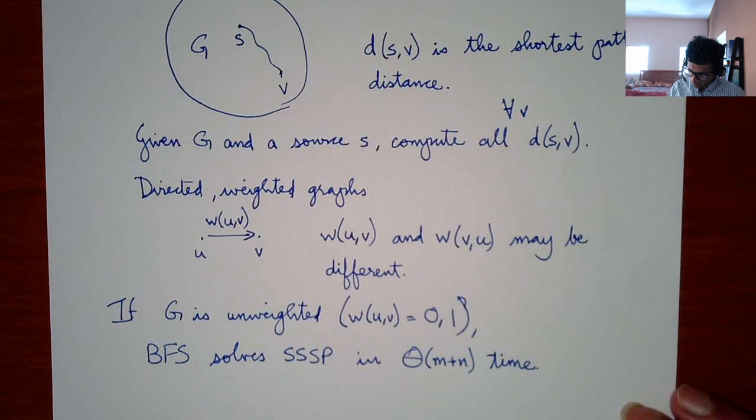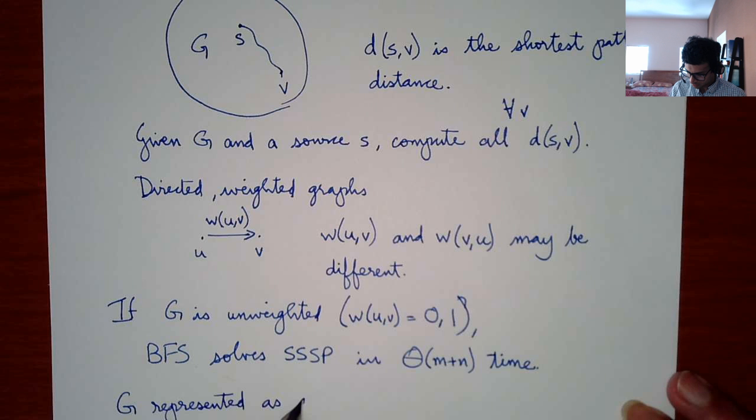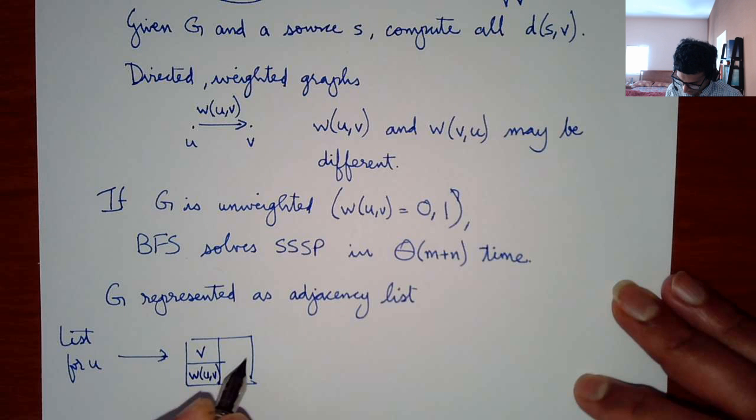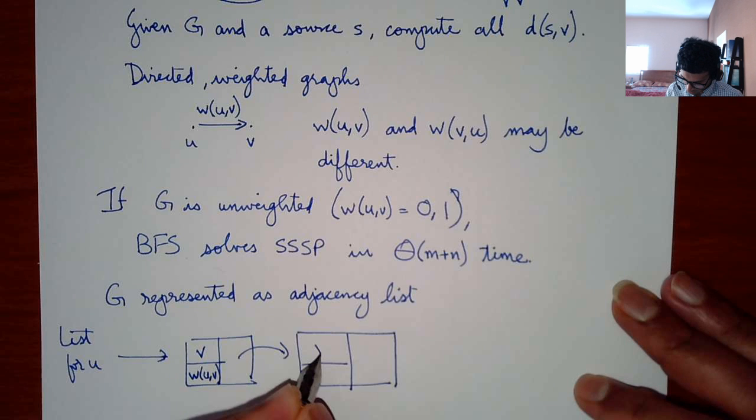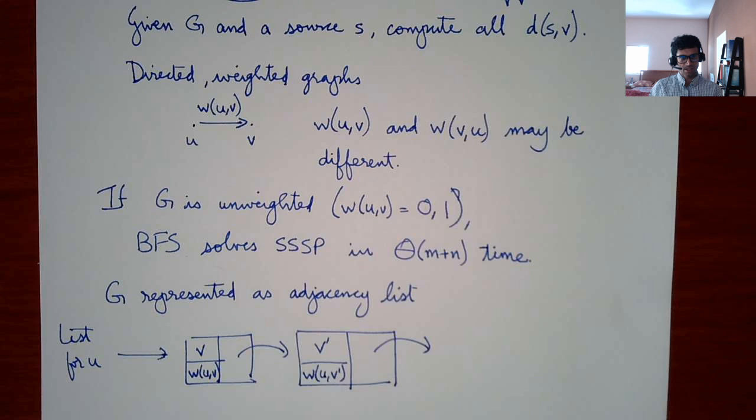And so we'll think of G represented as an adjacency list. So the way to think of the list is, let's just say this is the list for U. So you can think of the object would have the vertex, the neighbor, and the weight. And then there is a pointer to maybe another vertex V prime, and you have the weight from U to V prime, so on and so forth. So the representation of the adjacency list would actually contain the neighbor as well as the weight.